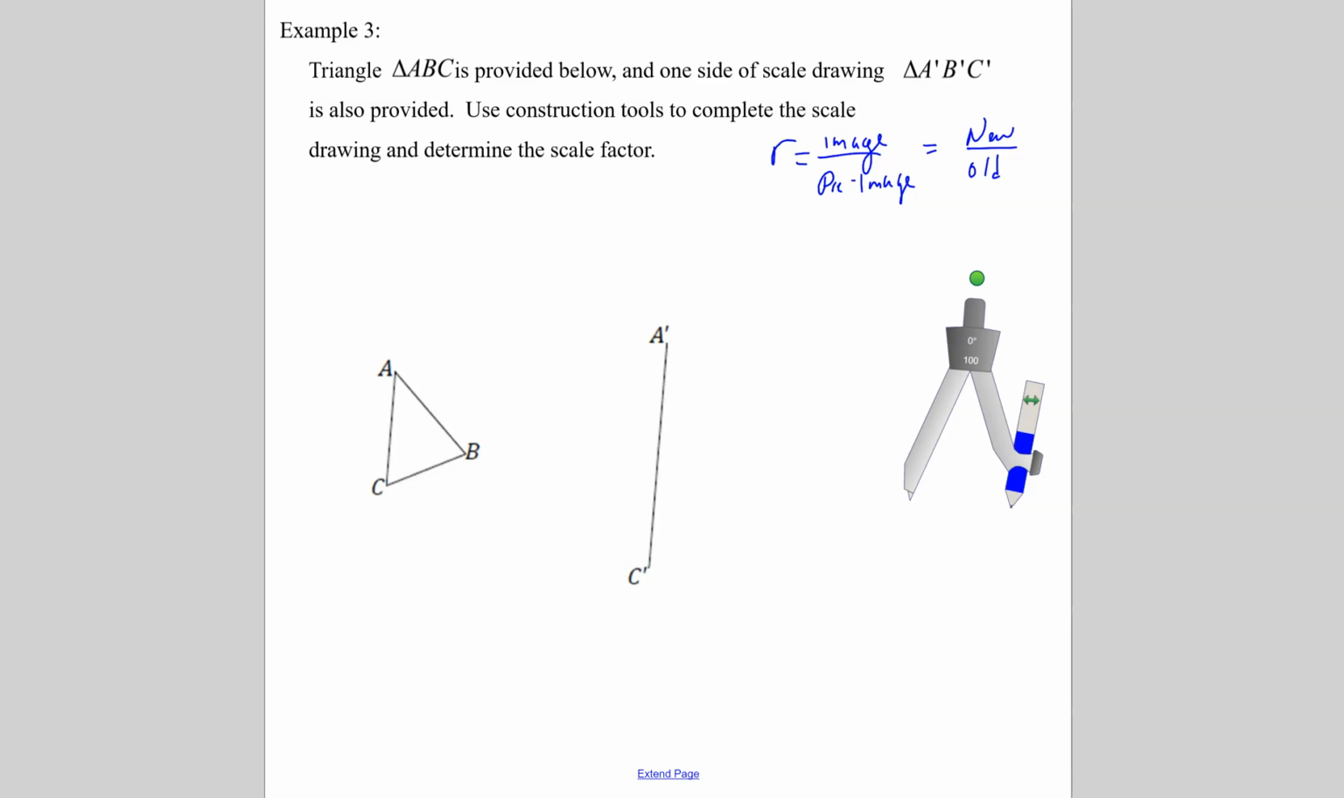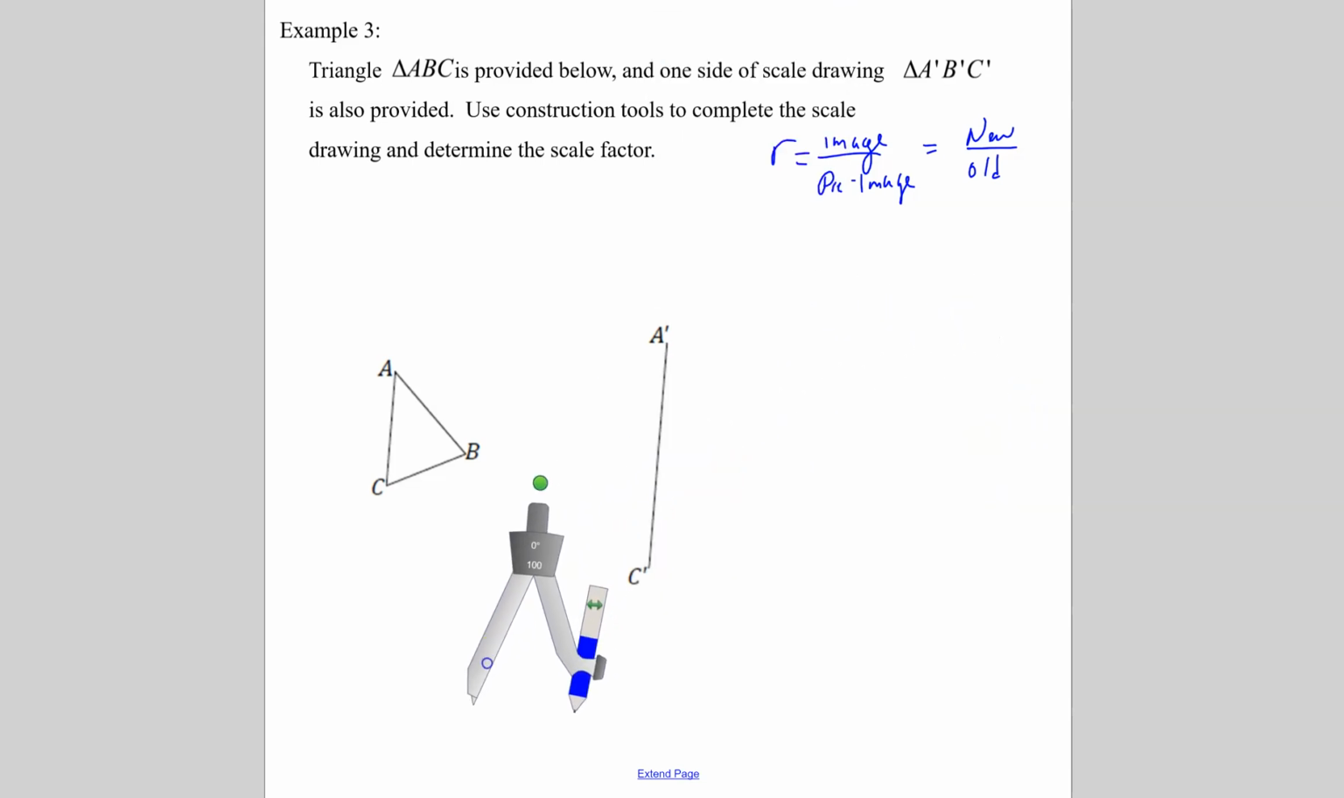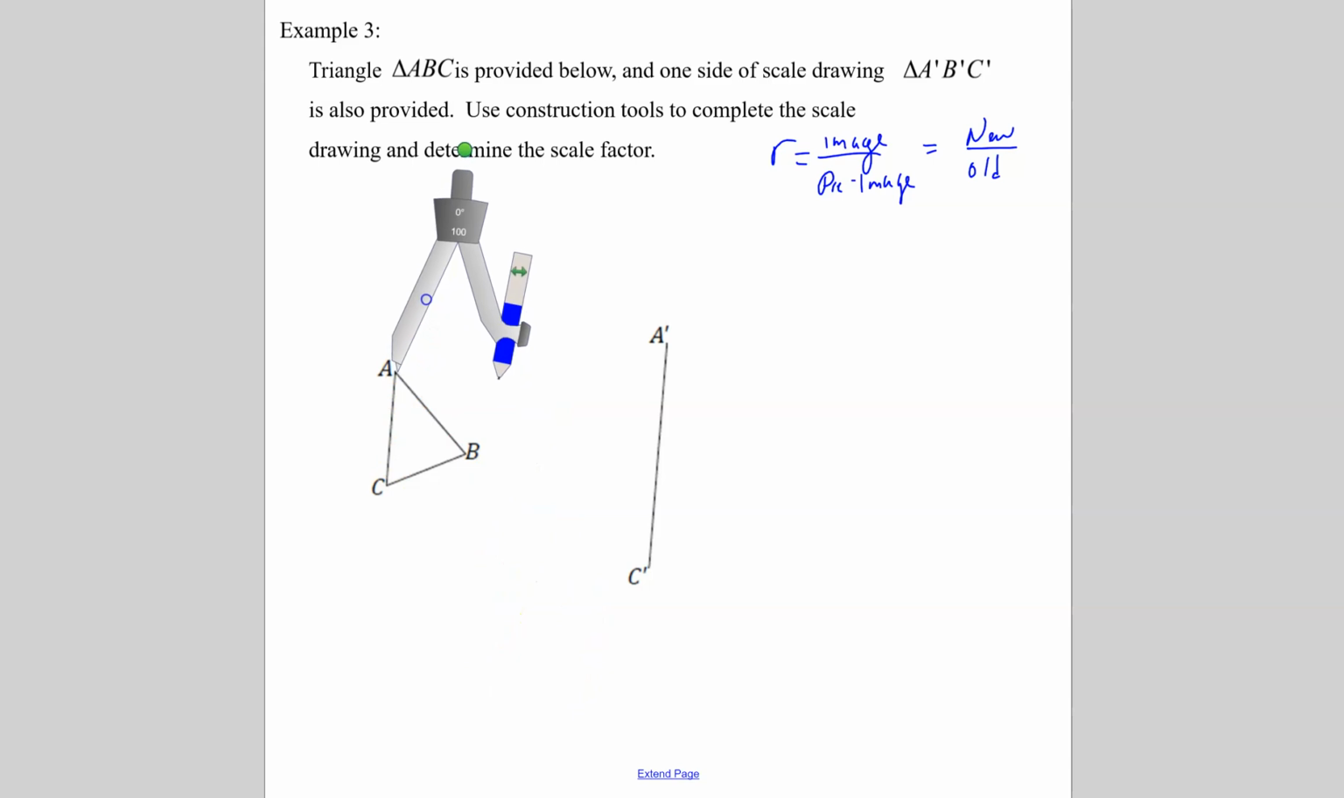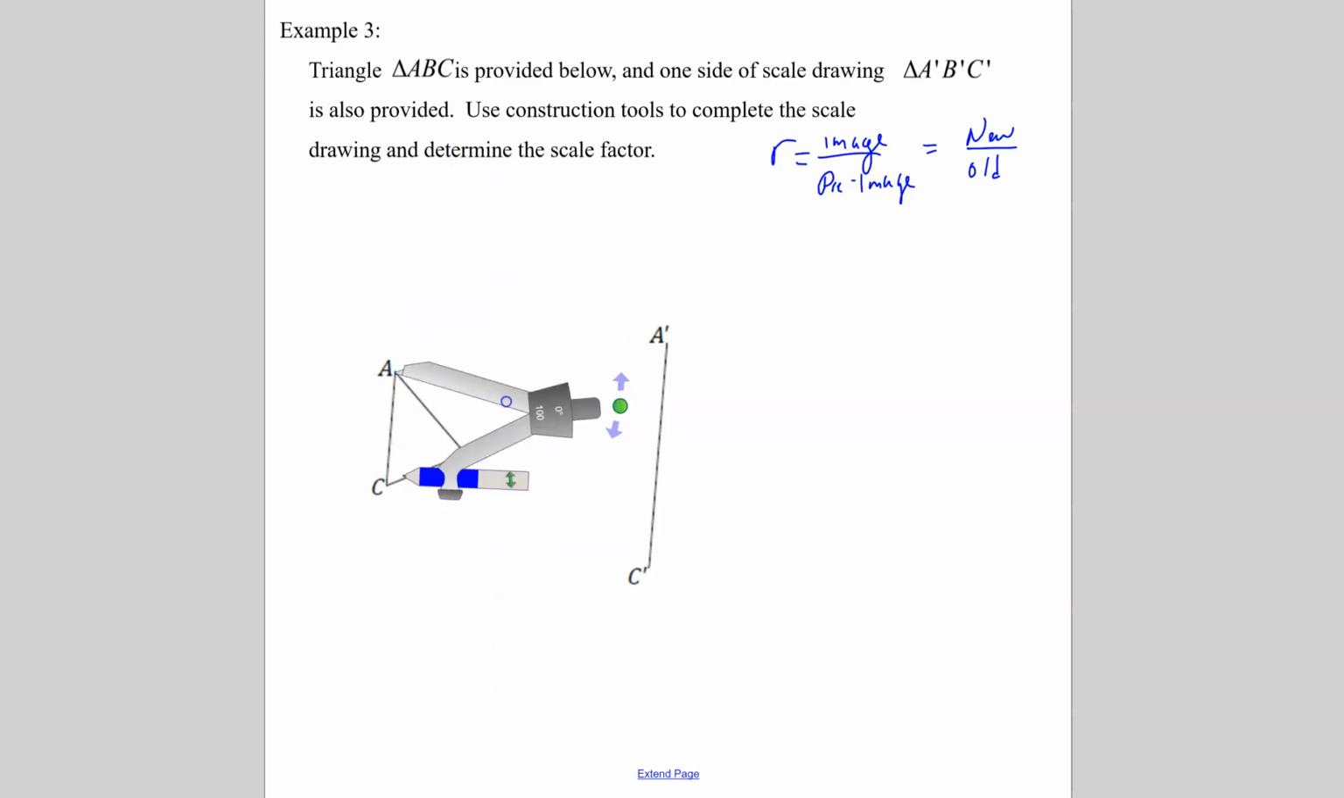So if I look at this, I'm going to take my compass here, and I'm going to go here. So they gave me A prime, C prime, so that means it came from AC. So I'm going to go over here, I'm going to measure AC, and we're going to start off by just measuring it. So there's my measurement. Again, we use a little mark to show that.